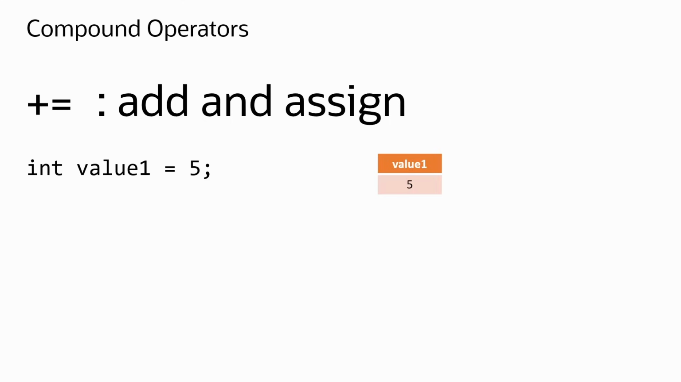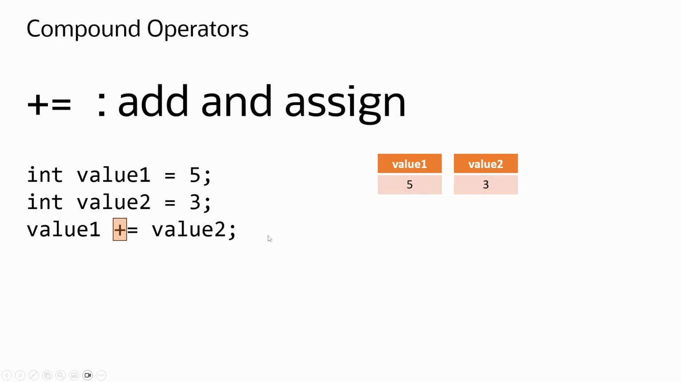Let's look at some compound operators for arithmetic. Here we have plus equals. It will add and then assign. Int value 1 is equal to 5. Int value 2 is equal to 3.